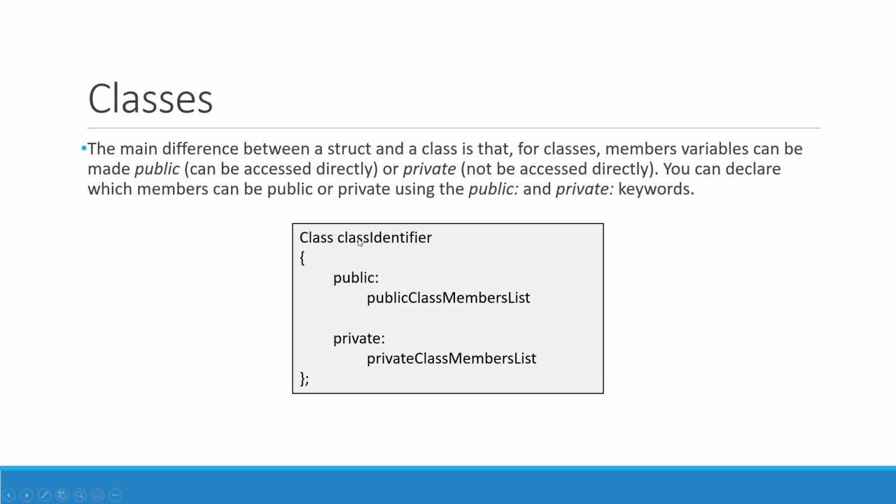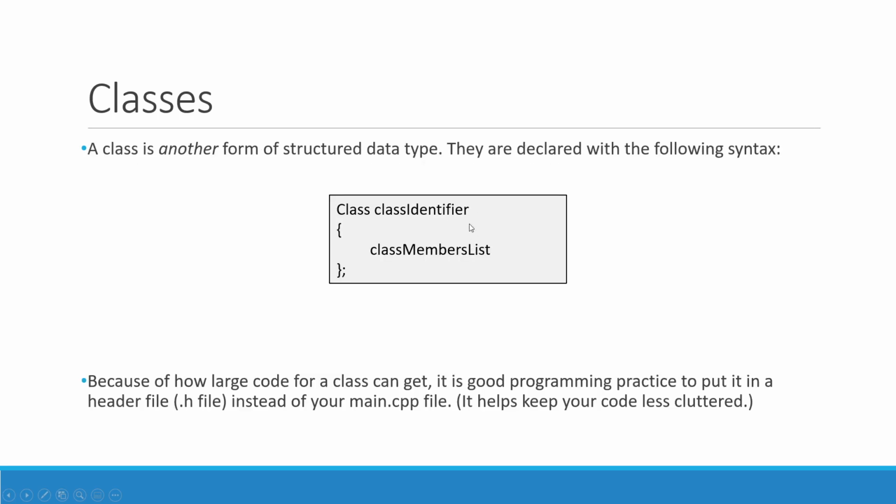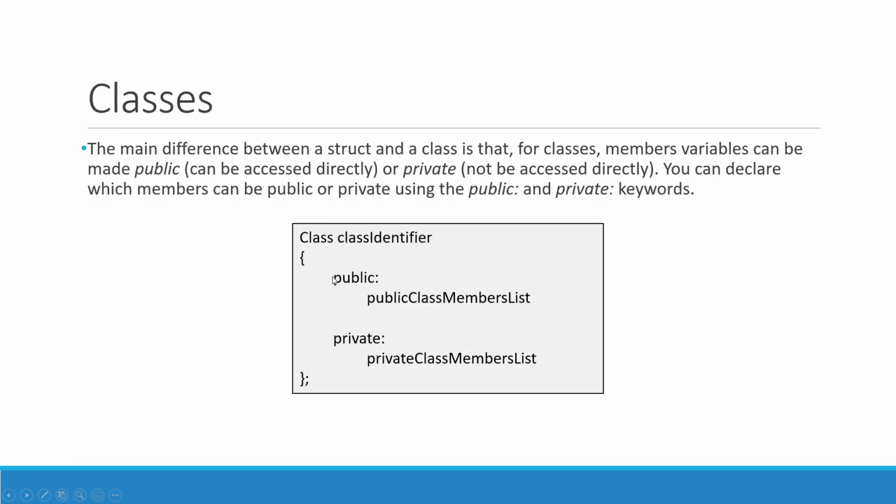So over here is another version of the class syntax that I wrote in the previous slide, but this time over here in public we have the public class members list, and then over here in private we have the private class members list. So some variables are public, other variables are private.